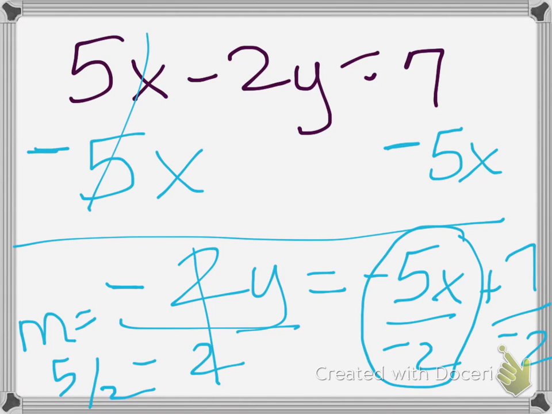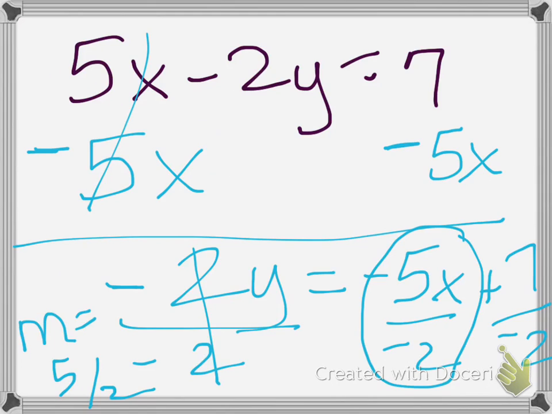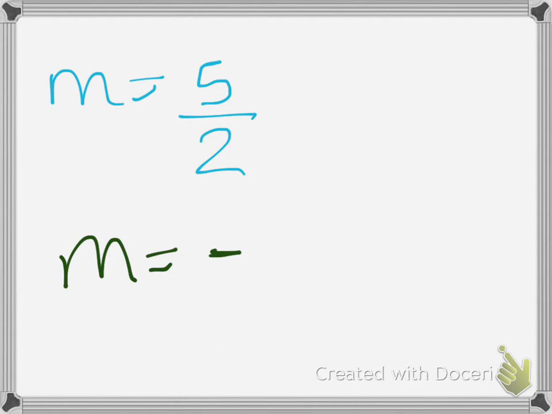Now, the only thing left is to compare the two slopes to determine what the lines are. So we get m equals 5 over 2, and in the other one, m was equal to negative 2 over 5. Now let's compare this. Are the slopes the same? No, they're not the same. So we know they're not parallel.